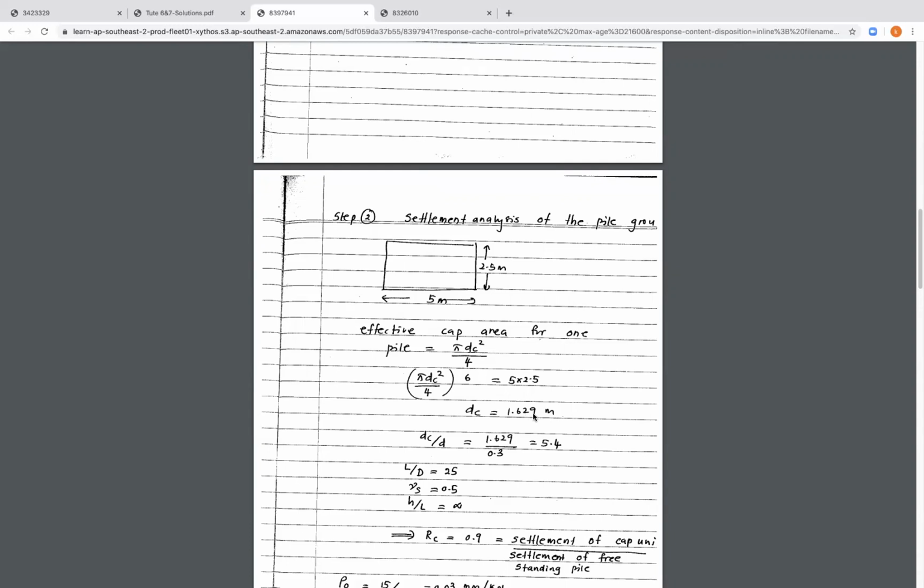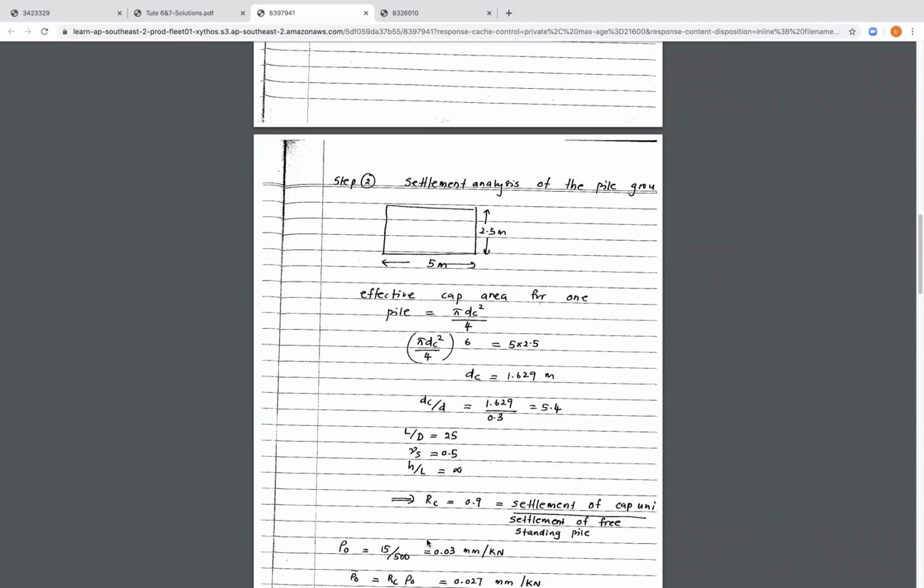1.629 meter. And then we need to find the DC over D ratio. DC is the effective cap diameter divided by the actual pile diameter, or the diameter of the effective cap area divided by the diameter of the pile. That will give us 5.4. Along with these values, we can find the value of RC, using the chart you have already learned in your lecture notes. We can see that the value of RC is 0.9.